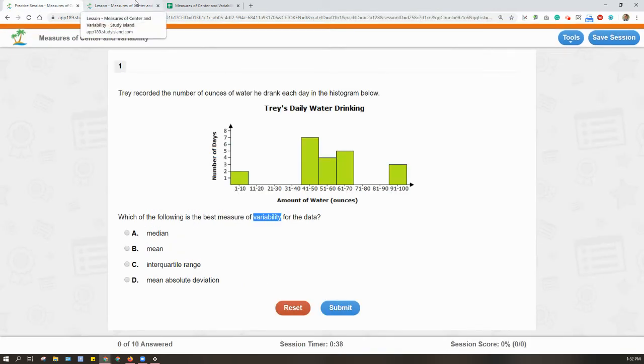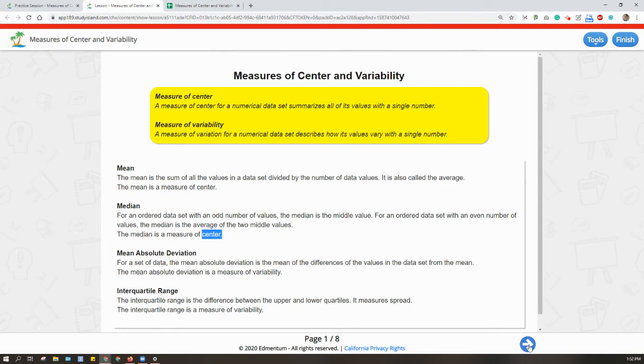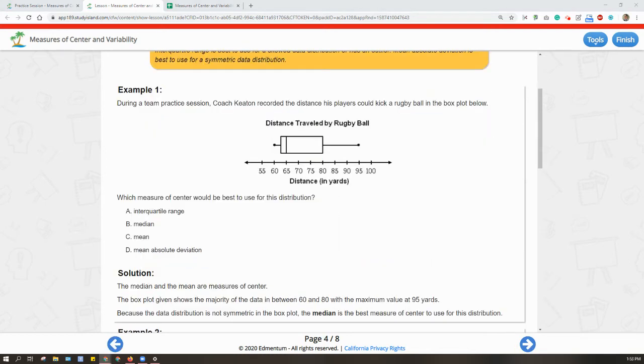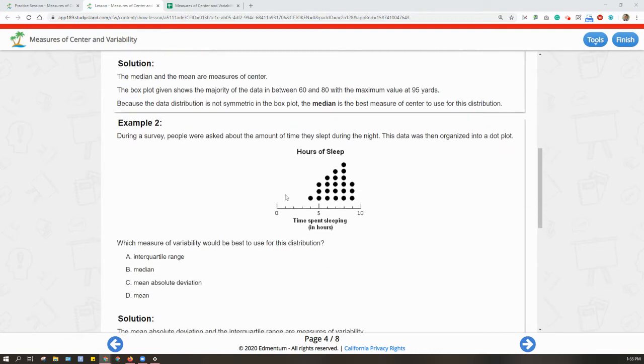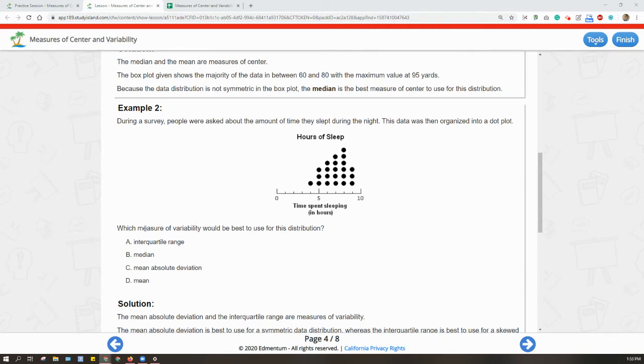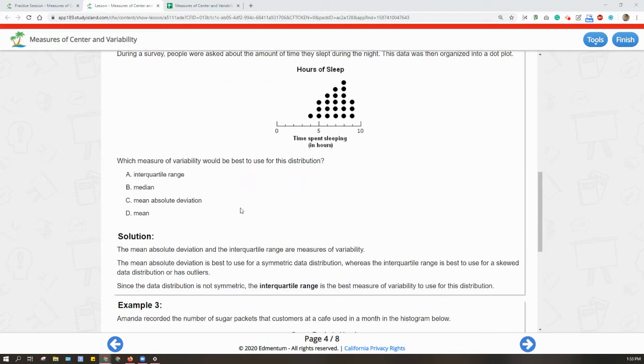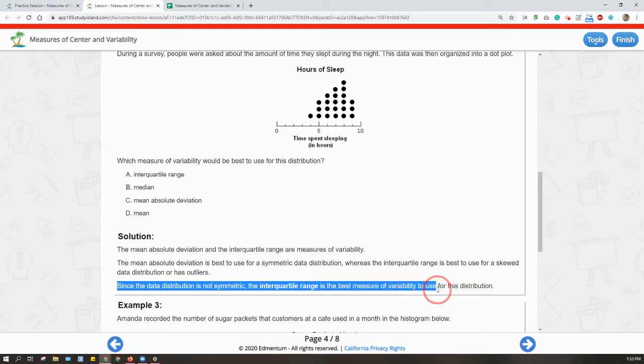Which one is better? If you go into your lesson, you'll have some examples here. Here on page 4, you'll find it. Example number 1 asks you which measure of center would be best, and example number 2 asks you which measure of variability would be best. And they have a dot plot. It's not quite a histogram, but you can kind of tell it's like a dot plot. And when you look at their answer, it says, since the data distribution is not symmetric, the interquartile range is the best measure of variability for use of this distribution.